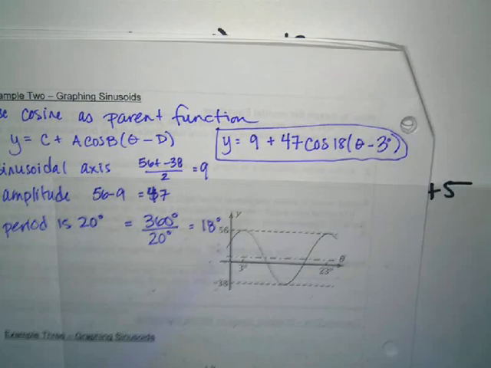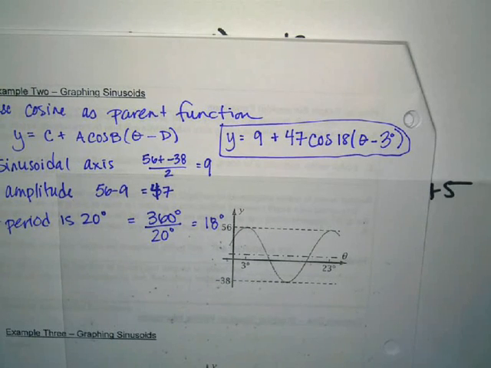So you start with the same process. You find your sinusoidal axis, amplitude, find your period, find your B value, and then see how much you shifted over.